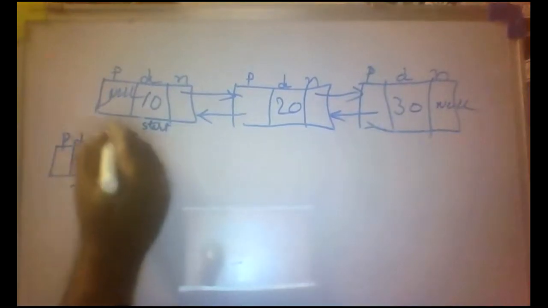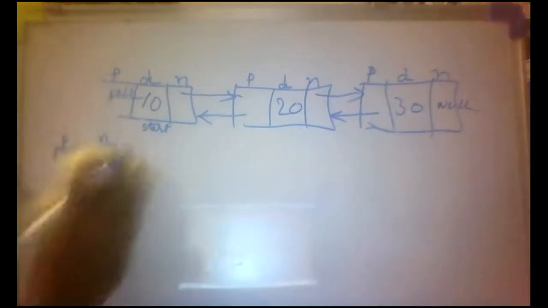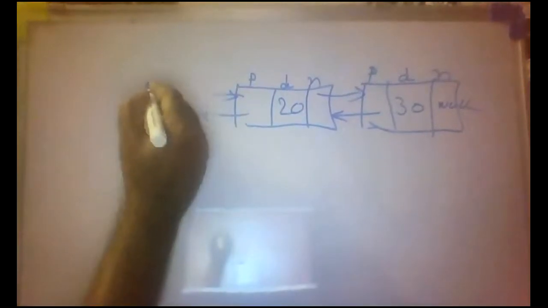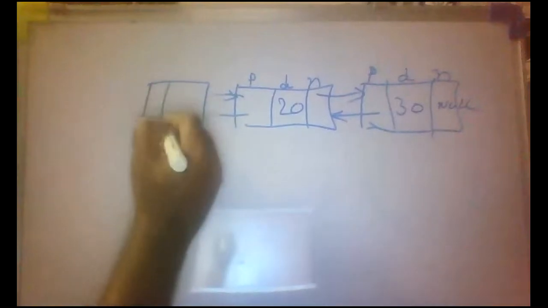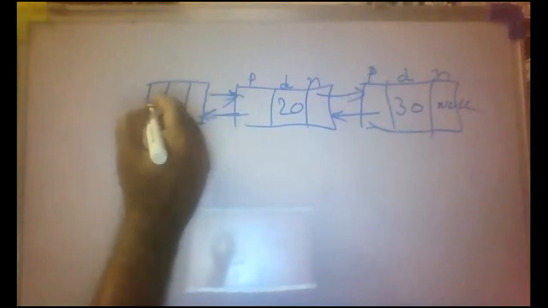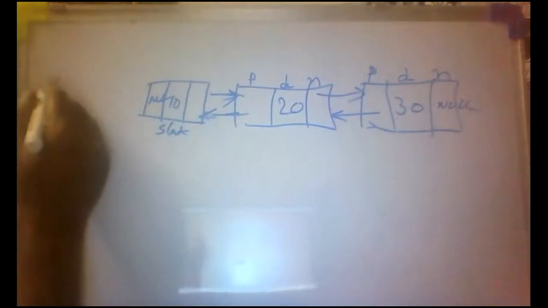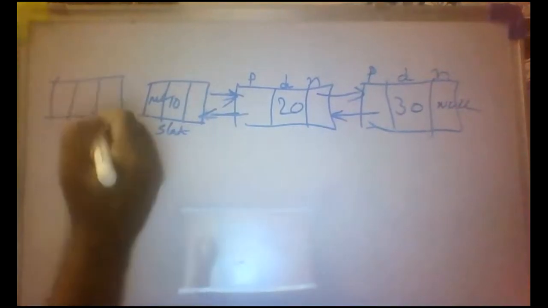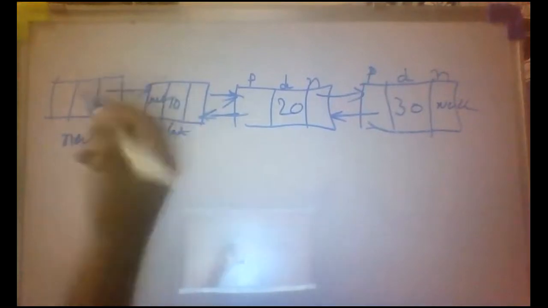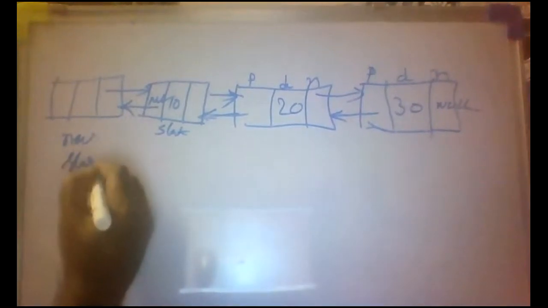New node to next equal to starting node. This is the starting node. This is the new node. New node to next equal to start. Start to previous equal to new node. Clear? Where start equal to new node.